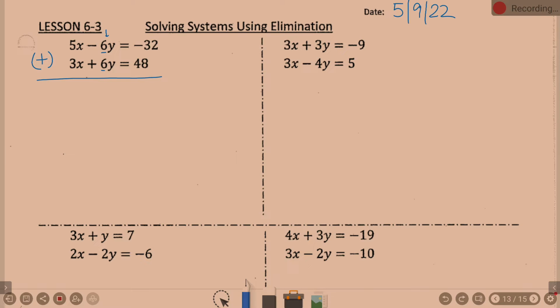5x plus 3x is 8x, equals. What is negative 6y plus 6y? Negative and positive are going to cancel each other out, because when you add a negative and a positive, you're essentially subtracting. They're 0, they cancel each other out. I'm going to carry down my equal sign. And what is negative 32 plus 48? Not 6. 16.